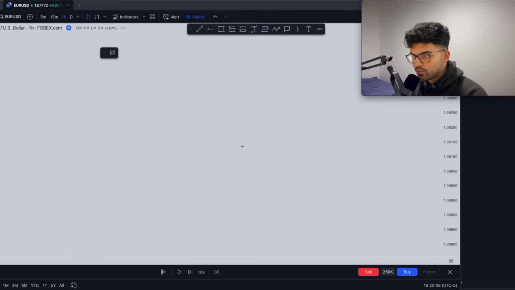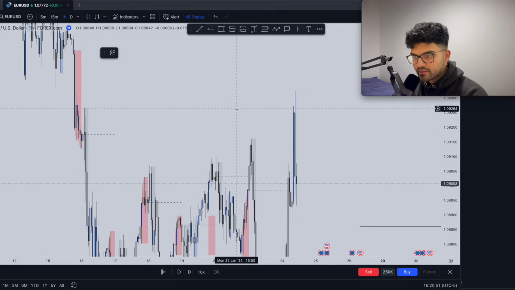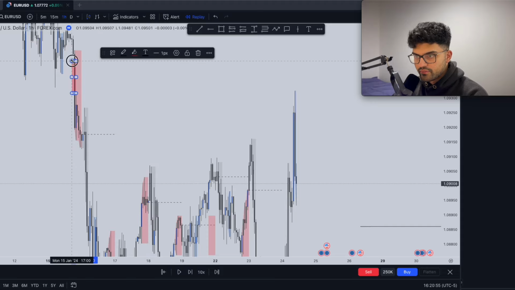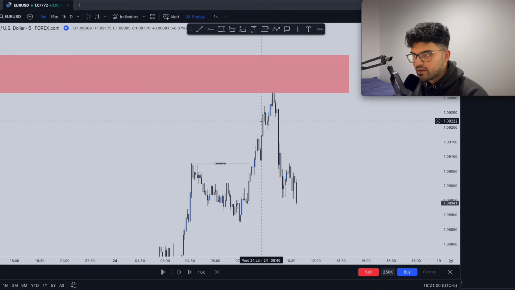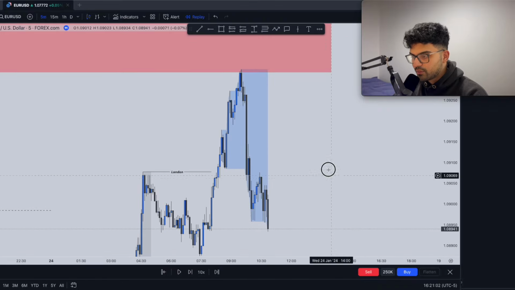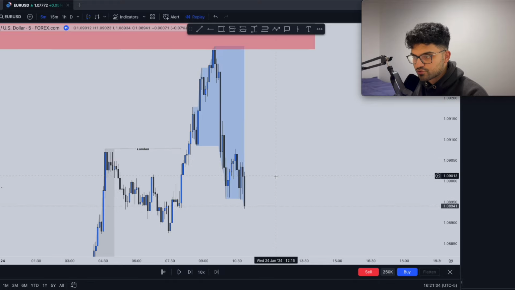Then we probably tapped into something here, a high time frame order block, fair value gap. As you can see, there you go, fair value gap right there, hourly fair value gap. We literally tap into it there and get the strong reaction. So now that we've had a reaction, all we're looking for is the break of structure.